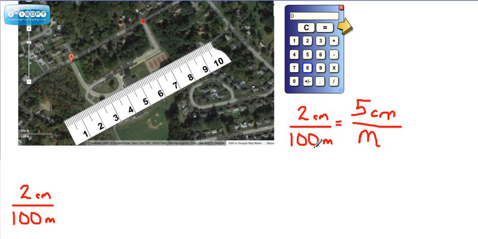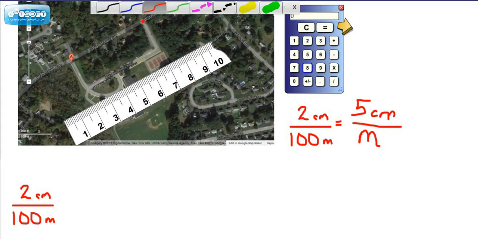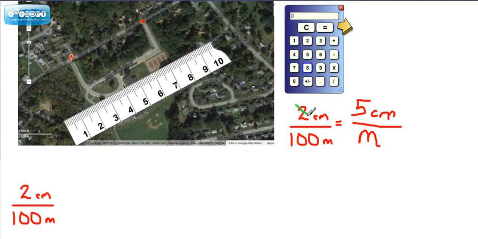We can use the calculator, or we can consider simplifying this. Really, we don't even have to use a calculator because we could simplify this left ratio pretty easily by dividing both of these by 2. If we divide that by 2, we get 1. If we divide that by 2, we get 50. So if I clean this up a little bit, we're dealing with 1 centimeter for every 50 actual meters. And we want to know how many meters it is if we have 5 centimeters on the ruler.